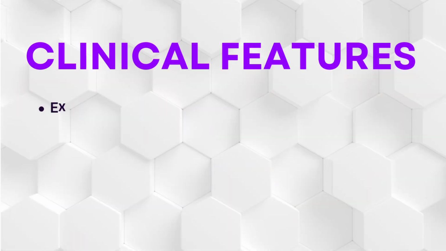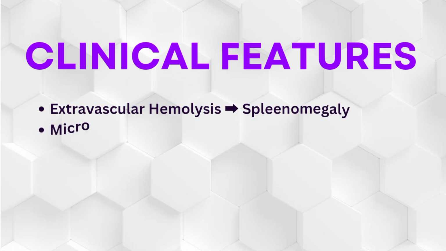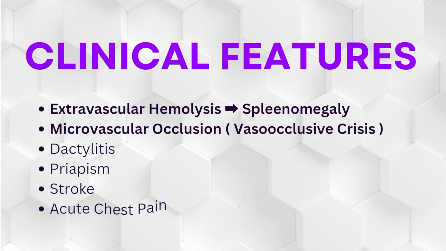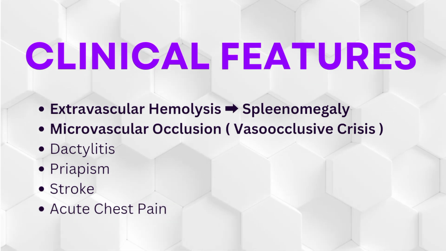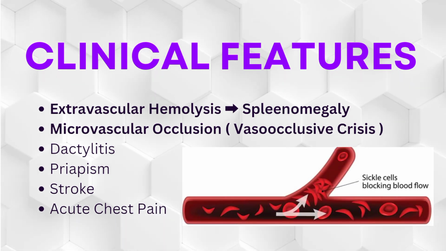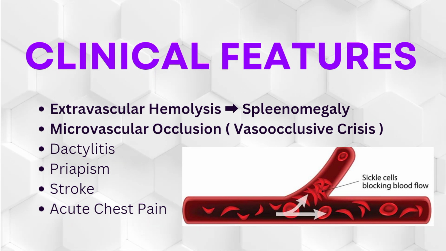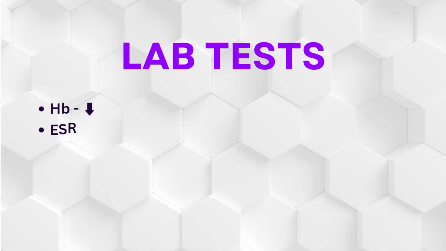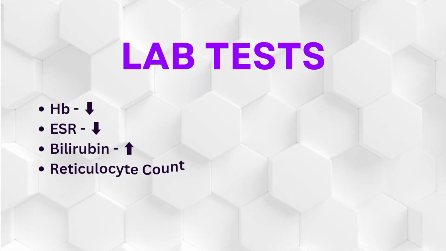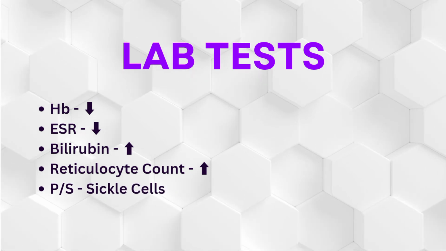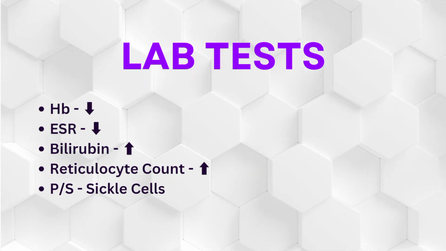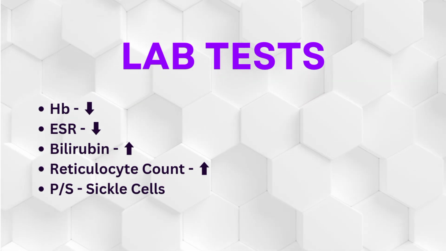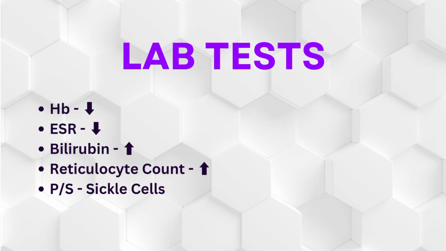Clinical features: abnormal RBC trapped in spleen, extravascular hemolysis leading to splenomegaly. These sticky RBC stuck in blood vessels leading to microvascular occlusion, which is responsible for dactylitis, priapism, stroke, acute chest pain. Lab tests: hemoglobin decrease, erythrocyte sedimentation rate decrease because of decreased solubility, RBC don't settle down, bilirubin increased, reticulocytes increased, peripheral smear show sickle cell.